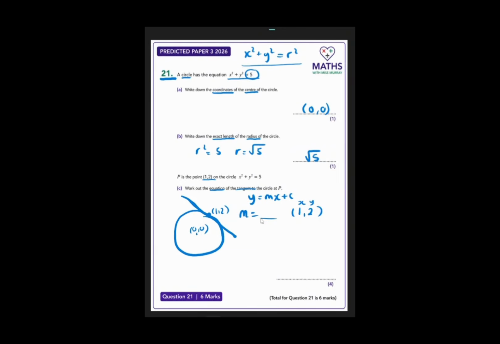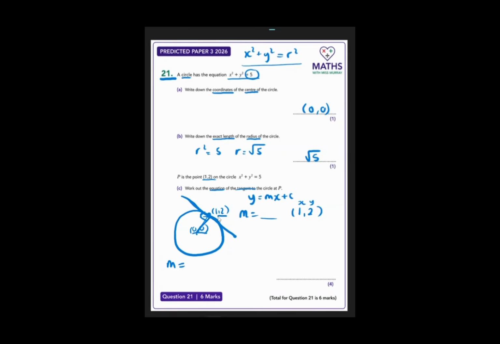In order to get the gradient of this, you should know that a tangent to a circle is perpendicular to its radius. So if I draw the radius in there, that is a 90-degree angle. So if I work out the gradient of the radius, which I can do because I've got the centre and the point (1, 2), I can work out the gradient of the radius. This gradient here that I'm looking for, my tangent, will be the perpendicular gradient.